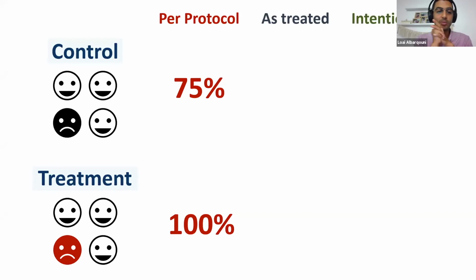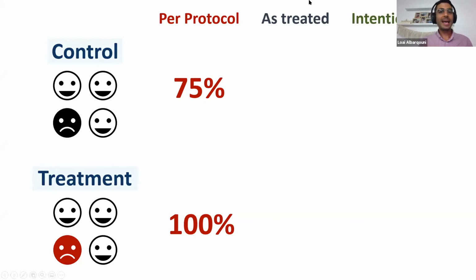Whereas in the treatment group, because one of them that had the outcome hasn't been adherent to the protocol, hasn't taken the medication, which is what the protocol proposes, according to the per protocol analysis, we will drop that from the counting. And we will just say three out of the three that have followed the protocol are still alive, that's 100%. So that's the per protocol analysis.